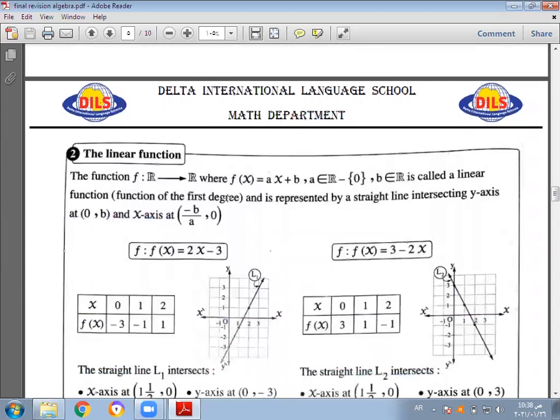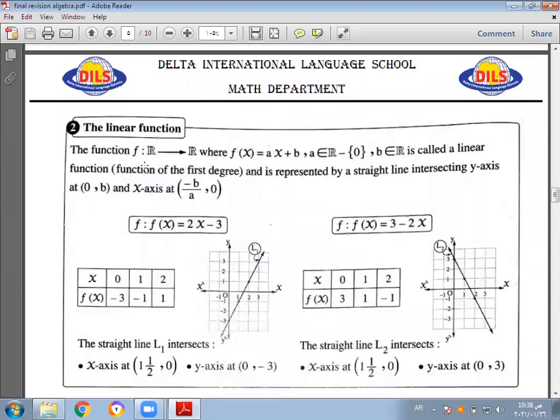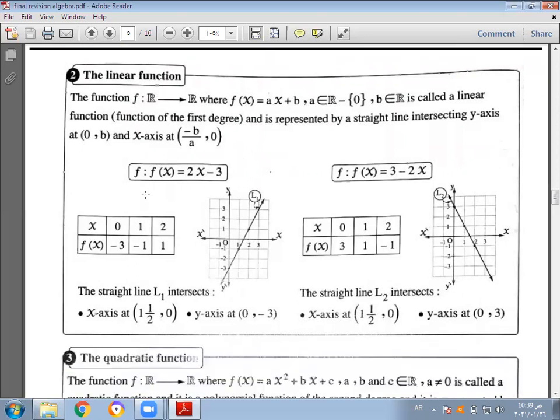The linear function. A function f from R to R, where f of x equals ax plus b, a belongs to R minus {0}, b belongs to R, is called a linear function of the first degree, and it's represented by a straight line intersecting the y-axis at point (0, b) and the x-axis at (negative b over a, 0), such that f of x equals 2x minus 3.